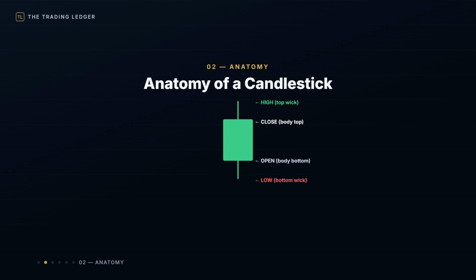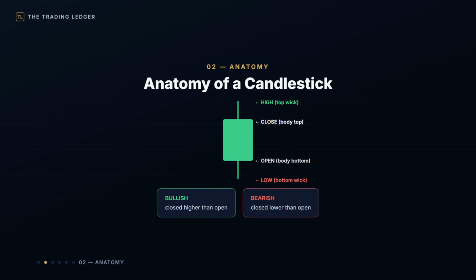Now here's the part that trips people up at first: color. If the price closed higher than it opened, the candle is usually colored green or white. This is called a bullish candle. If the price closed lower than it opened, the candle is usually colored red or black. This is called a bearish candle. So just from color alone, before you even look at the size of anything, you already know which side won that round, buyers or sellers.